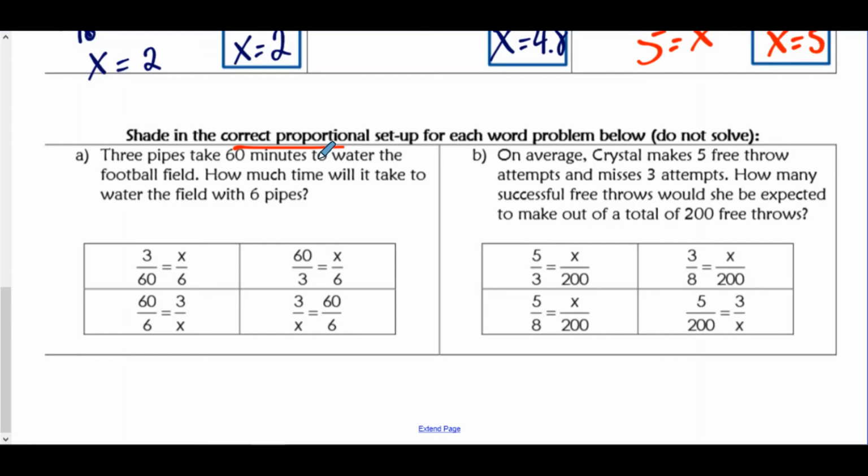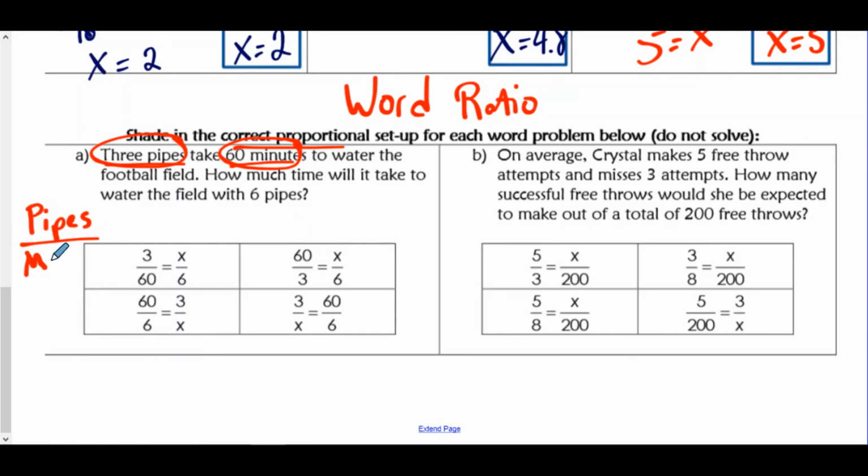And what I really want to think about is the word ratio. What I mean by that is, what am I comparing? What two things are being compared in the word problem? So this first sentence says 3 pipes take 60 minutes to water the football field. How much time will it take to water the field with 6 pipes? So I'm talking about pipes and minutes, the time it takes to water the football field and the number of pipes it takes. So my word ratio is pipes over, I'm going to say minutes.